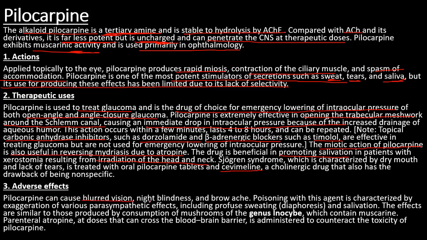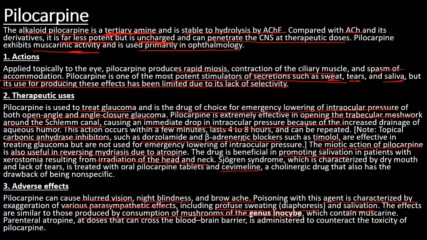It causes blurred vision, night blindness, and brow ache. Okay. Poisoning with this agent is usually characterized by exaggeration of various parasympathetic effects, which will include profuse sweating, diaphoresis, salivation, okay, also urinary urgency, okay, also there will be nausea, okay, because it can traverse the blood-brain barrier. Now, these effects are similar to those produced by consumption of mushrooms of the genus Inocybe.